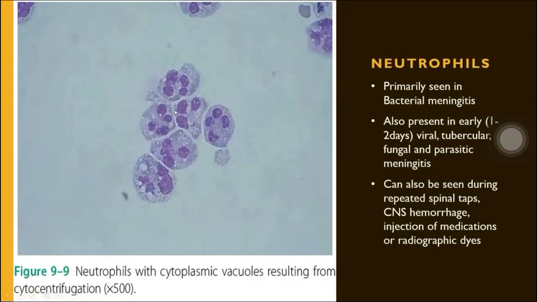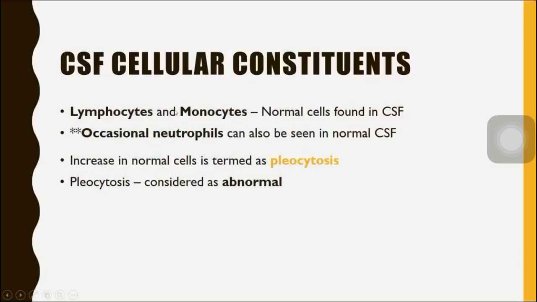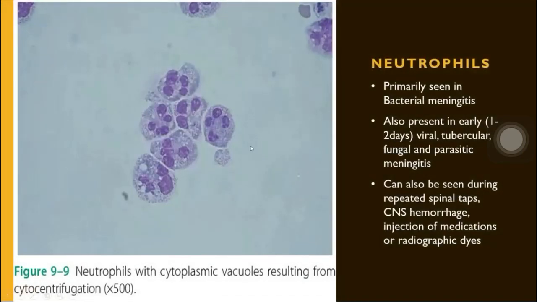So next, we have yung mga description as well as appearance of the cells in CSF. Of course, neutrophil, primarily seen in bacterial meningitis. Aside from that, it is also present in early or acute phases of viral, tubercular, fungal, and parasitic meningitis. So usually, pag naisip natin neutrophil, present yan sa bacterial meningitis. But take note that it is also present in early acute phases of viral, tubercular, fungal, and parasitic.